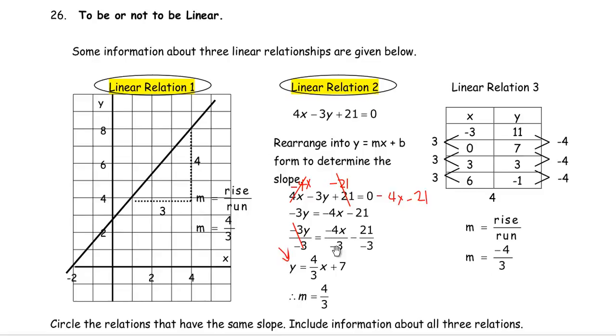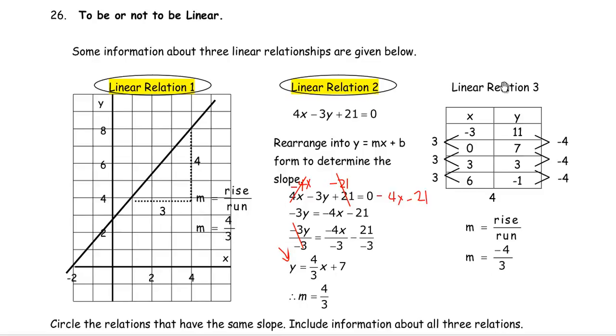Negative 4 divided by negative 3, well, we're dividing two negatives, and 3 doesn't go into 4 evenly, but a negative divided by negative is a positive, so that would be 4/3. Don't leave it as a negative over negative. And negative 21 divided by negative 3 is 7, so y equals 4/3 x plus 7. So the slope would be 4/3. Notice it's the same slope as the first one here.